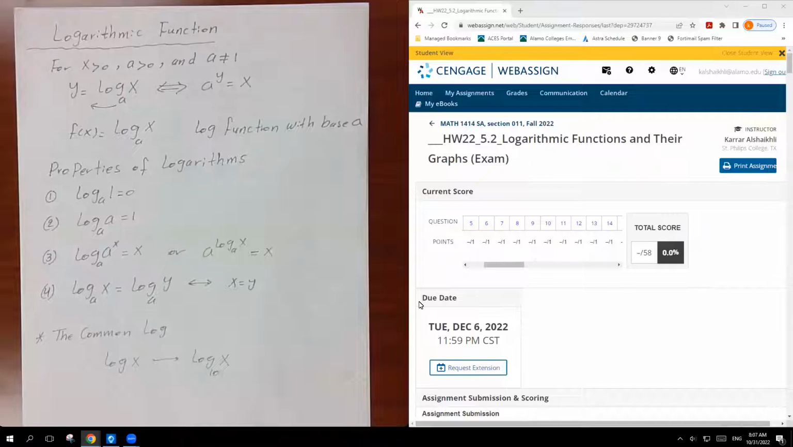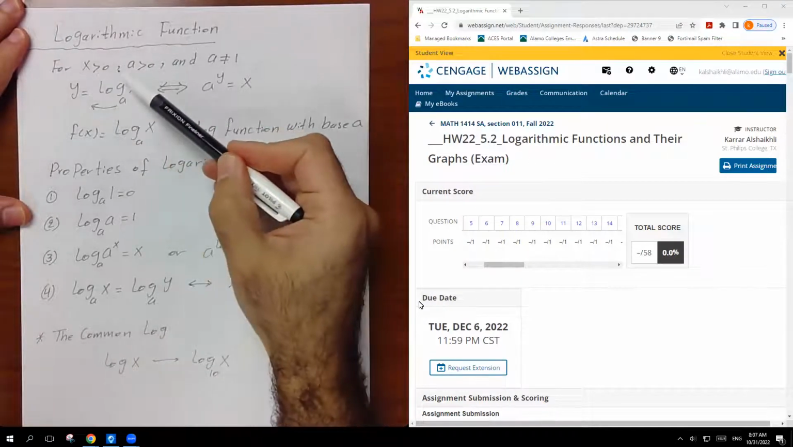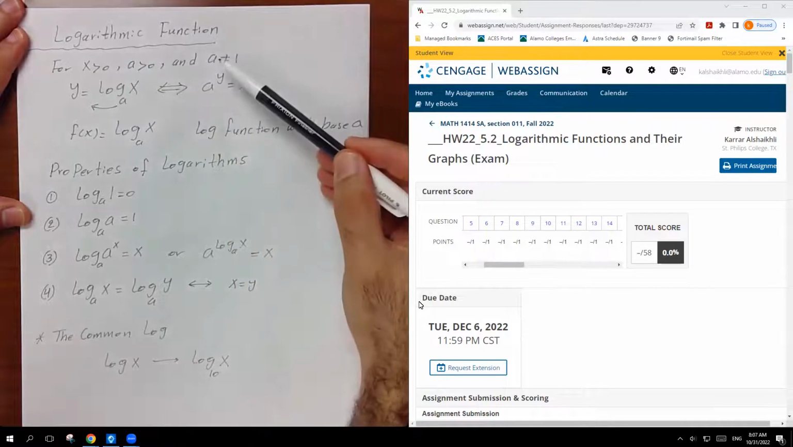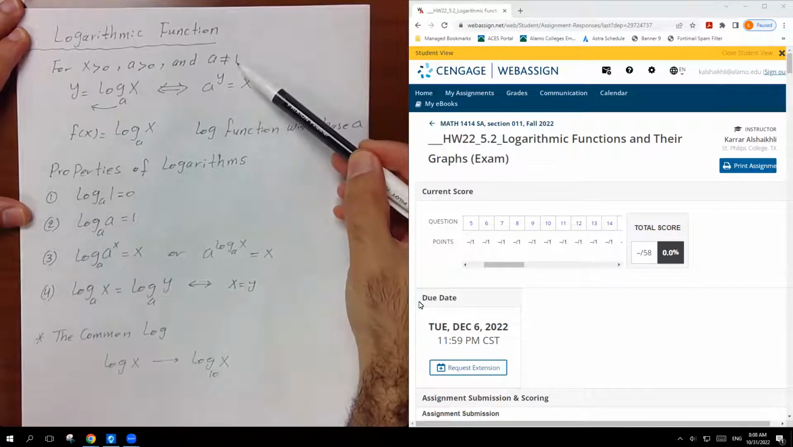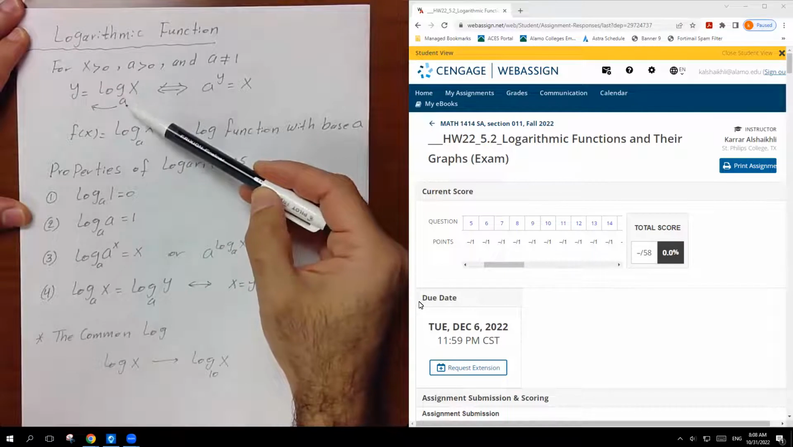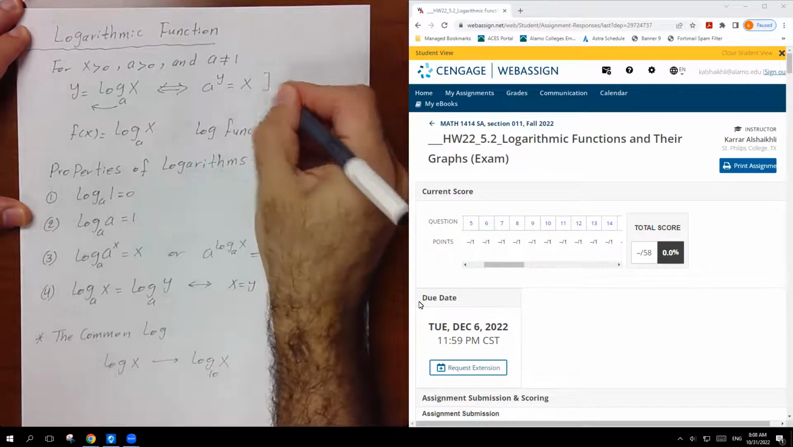So section 5.2, logarithm functions and their graphs. So here is the rule for logarithm functions. For x greater than 0 and a greater than 0, that means positive numbers. And here's another condition, a not equal to 1. y equals log to the base a of x. This is a really important rule.